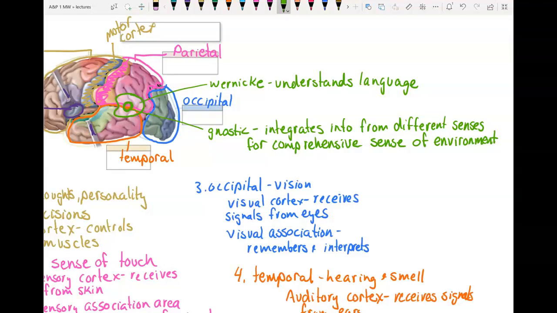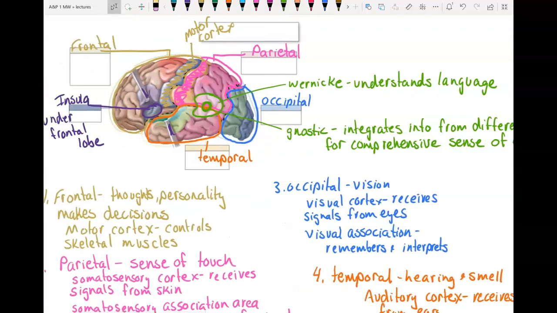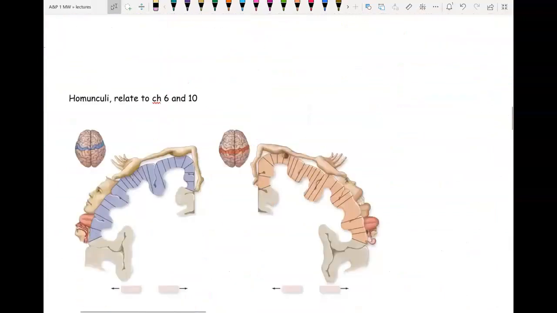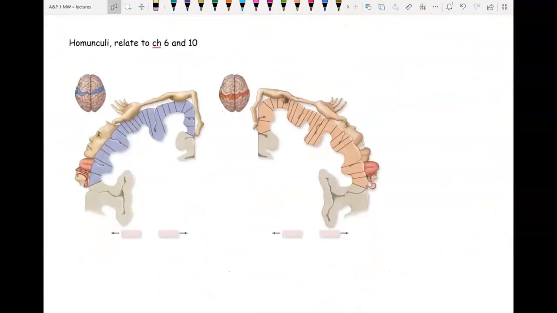Now we're going to look a little more at the motor cortex of the frontal lobe and that somatosensory cortex of the parietal lobe. So if you come here, this ties back to chapter 10 and chapter 6. So here on the motor cortex, this goes with what we learned in chapter 10. And here with the somatosensory cortex, that ties back into chapter 6.